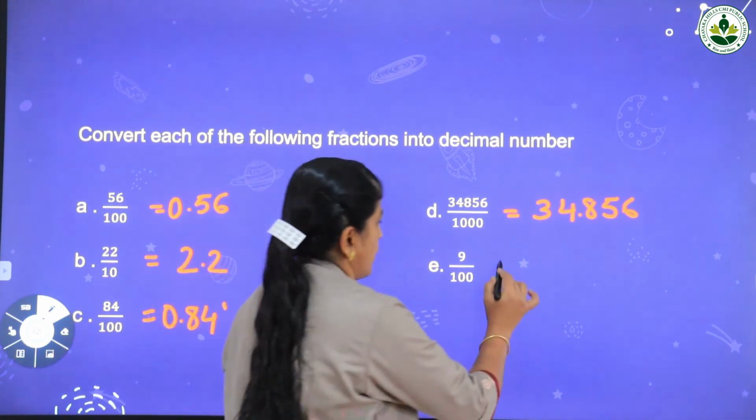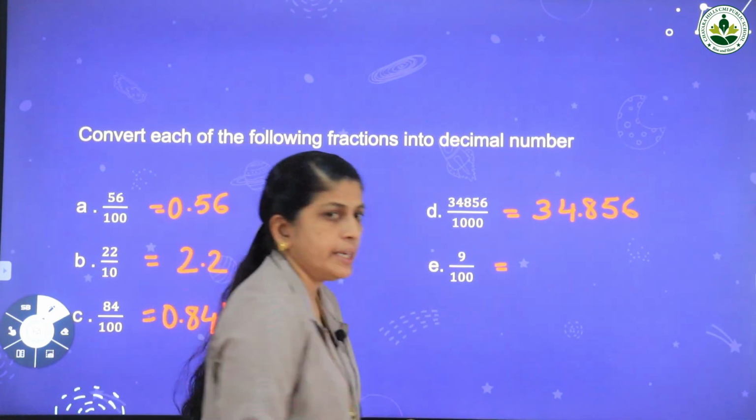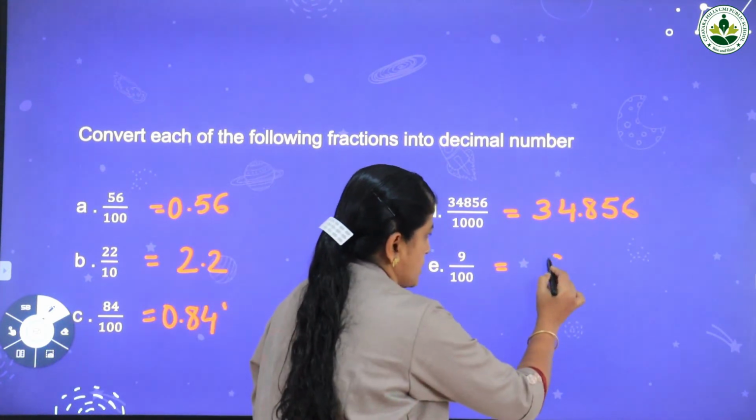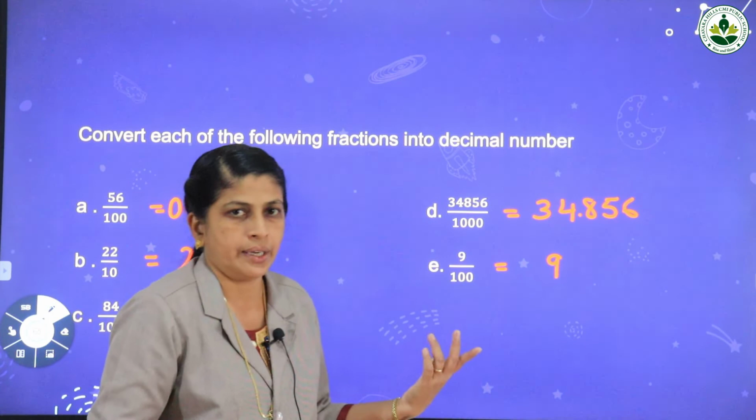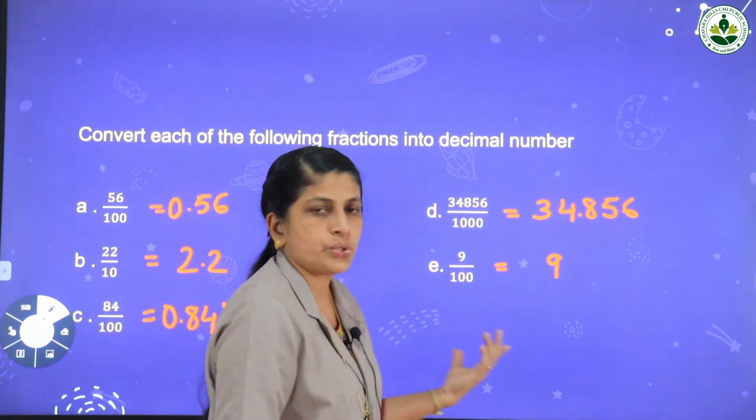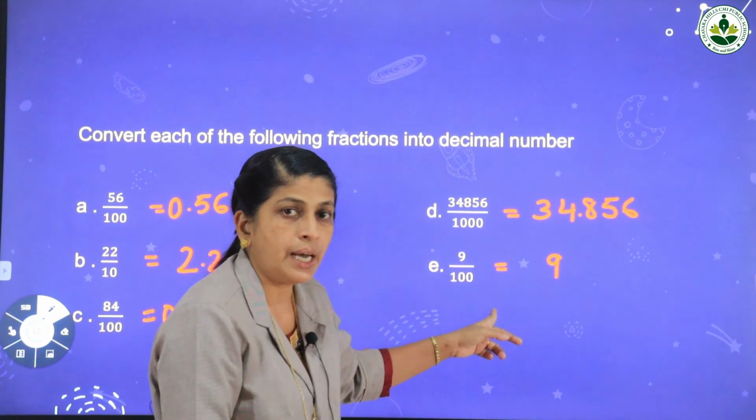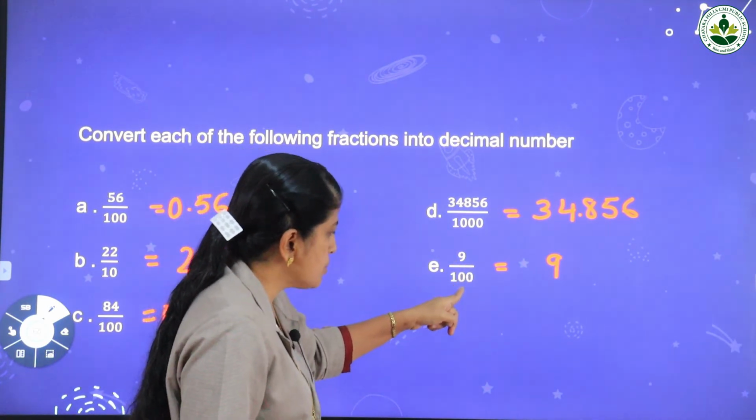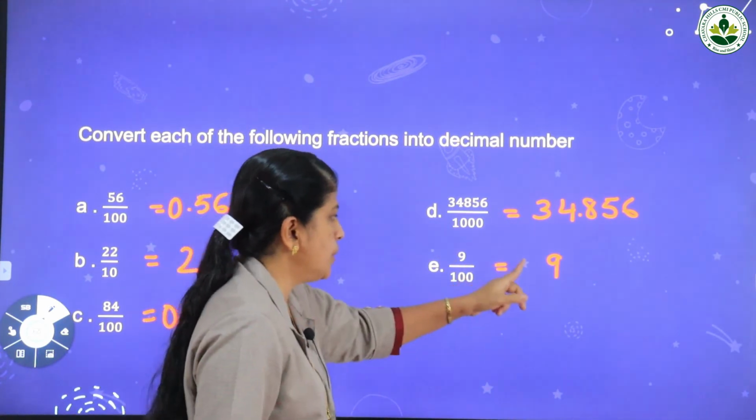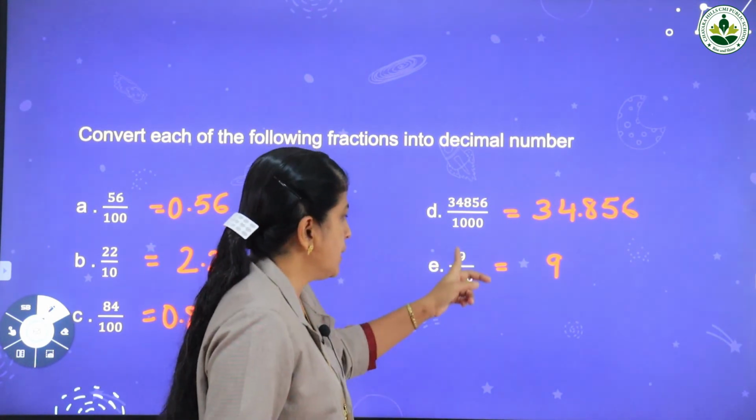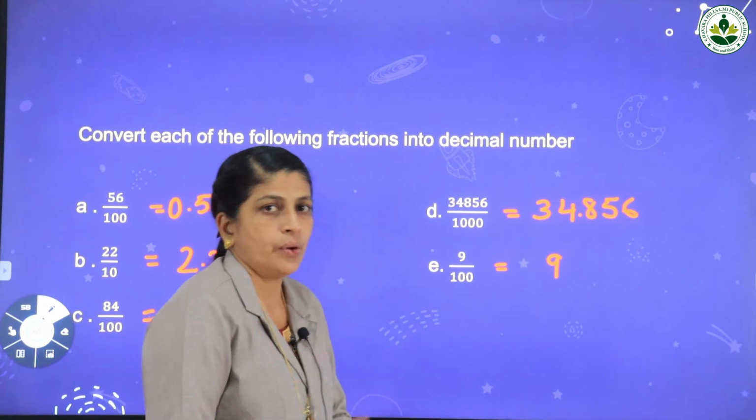And the next one, 9 by 100. To write the decimal number, write the numerator first. Then after that you decide how many digits should be there after the decimal point according to the zeros in the denominator. Here there are 2 zeros in the denominator. Therefore, there should be 2 digits after the decimal point. But in the numerator, there is only 1 digit.